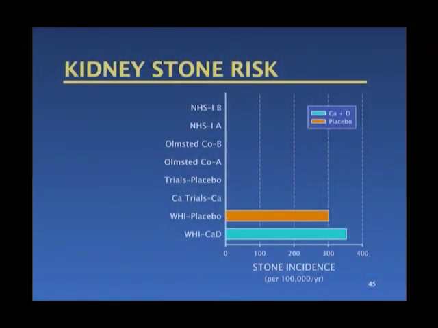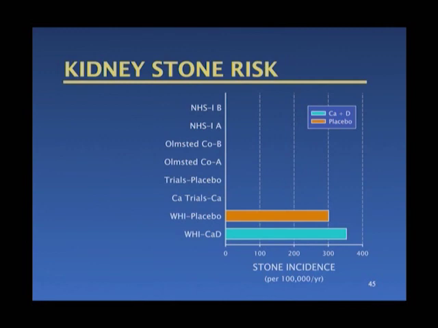And I'm going to show you some data. These were reported recently from the Women's Health Initiative. This was the kidney stone risk per 100,000 population, and it was over 300 individuals per 100,000 population per year. And in the placebo group in that same trial, there was a slightly lower risk. And this got a lot of publicity, and that led people to worry about whether there was kidney stone risk.